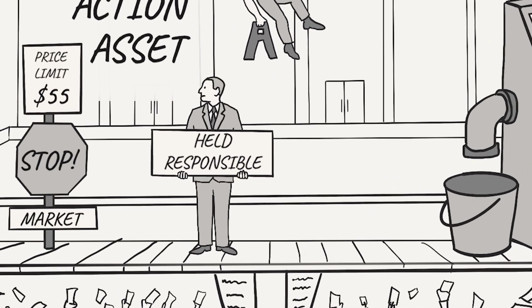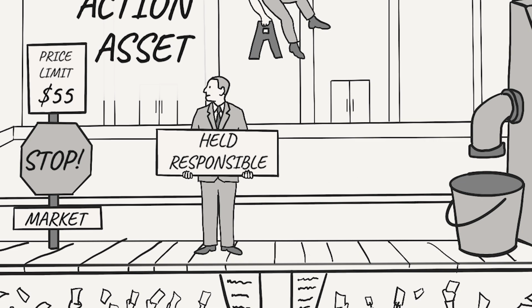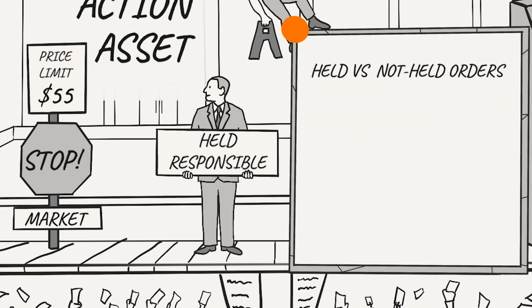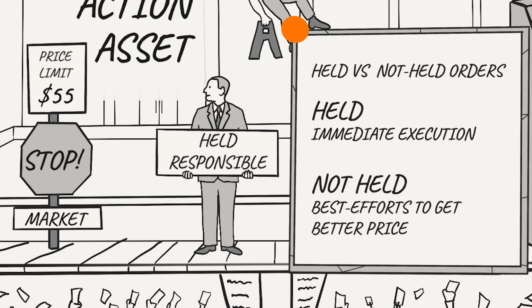That's represented by this trader holding a responsible sign. Mentally, when I hear the words held or not held, I always follow that up with the word responsible in my head. So if you send a held order, that means that you demand immediate execution and you will hold the trader responsible if you get a worse price. Not held means that the trader has the ability to try and get you a better price. But if you end up with a worse price, the trader's not held responsible.